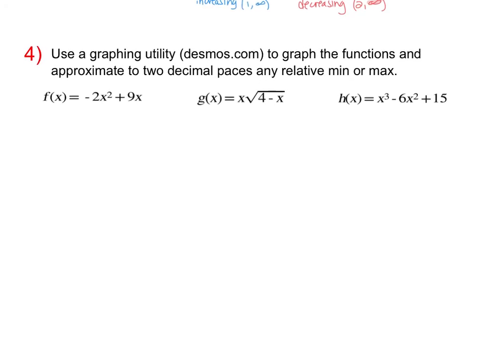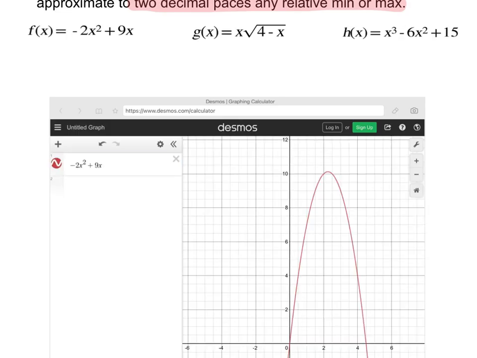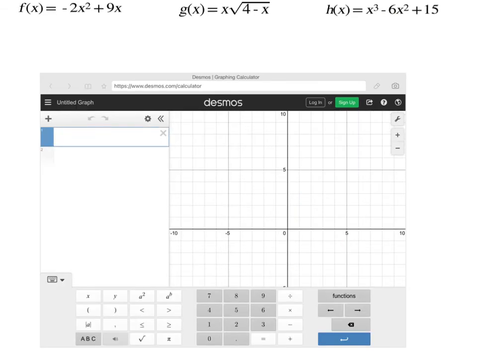All right, so now let's go ahead and use a graphing utility. We're just going to go to Desmos.com, and we're going to graph these, and approximate to 2 decimal places any relative minimum or maximum points. So I'm going to pull in the Desmos on here. Okay, so here's my Desmos website.